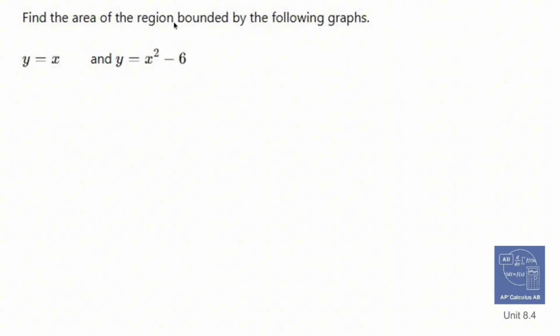Find the area of the region bounded by the following graphs. We have y equals x and y equals x squared minus 6. If I were to draw just a little picture of what's going on here, y equals x squared minus 6 is just a regular old parabola shifted down 6 units, something like that. Y equals x is going to be a linear equation going through that.